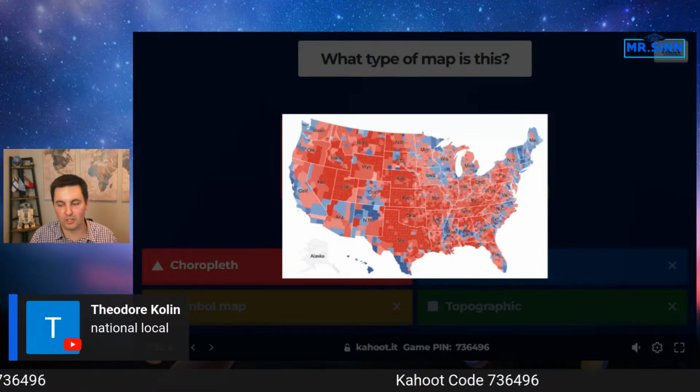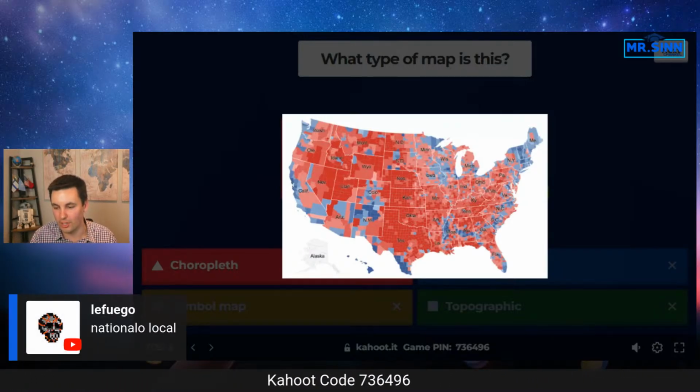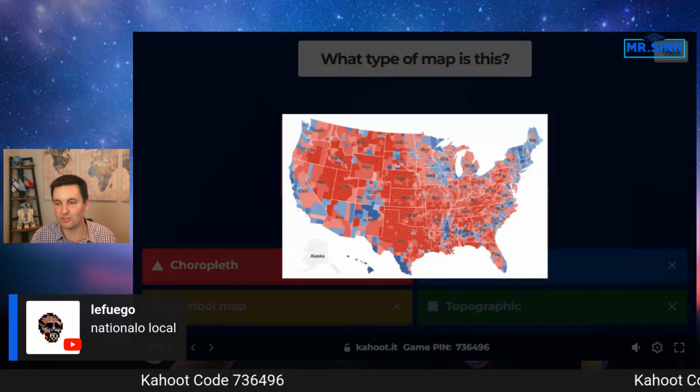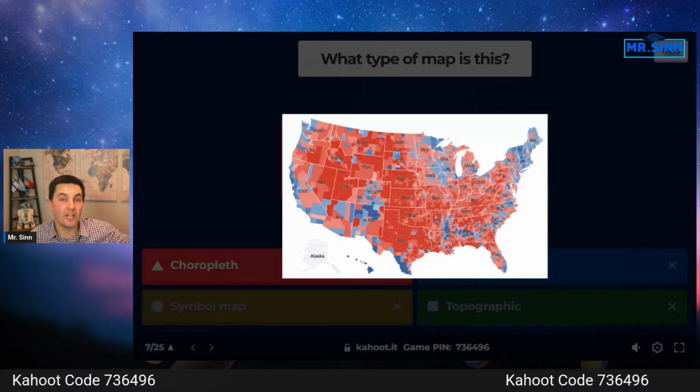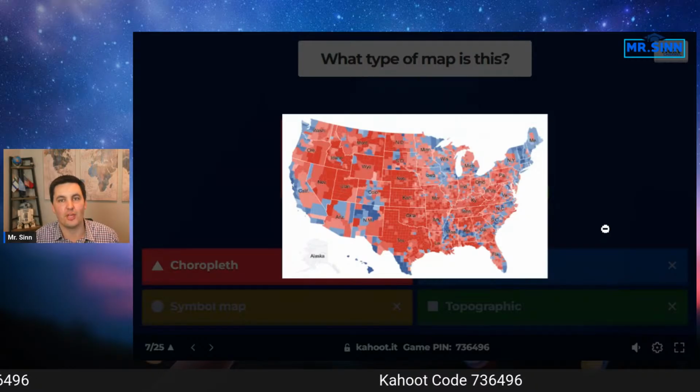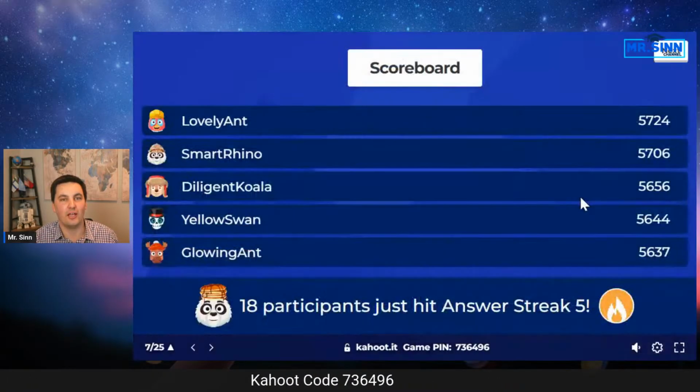It would be a national and local scale, national and local. Yes, national and local. So again, we're looking at the entire country. These are also counties. So that's why it'd be for the scale and scale of analysis.